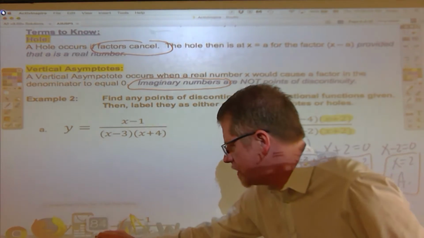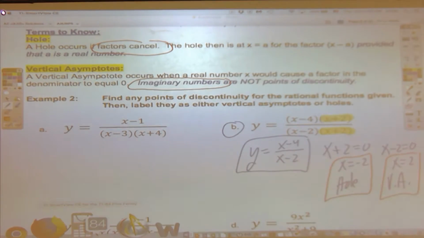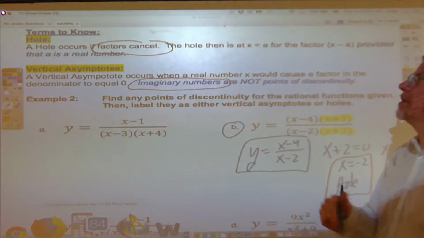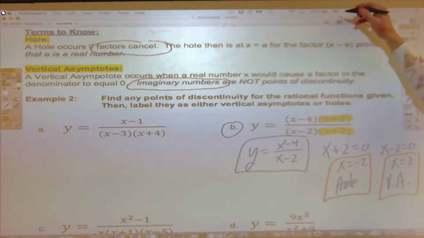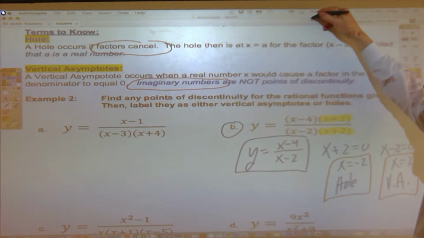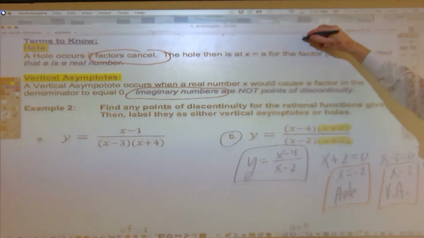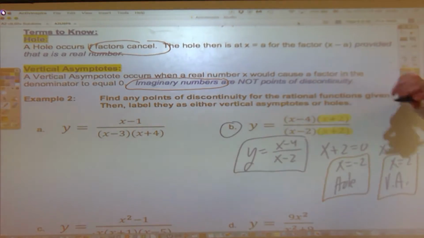And we need to take a peek at the graph on the graphing calculator to see how to use our graphing calculator to verify our answers, because sometimes you're on a part of a test where a calculator is allowed. Not very often, but occasionally. So let's see what a hole looks like on the graph. What does a vertical asymptote look like on the graph?